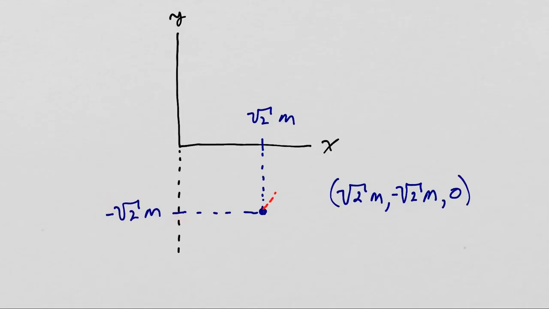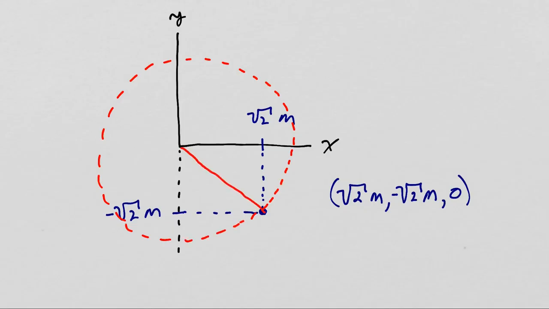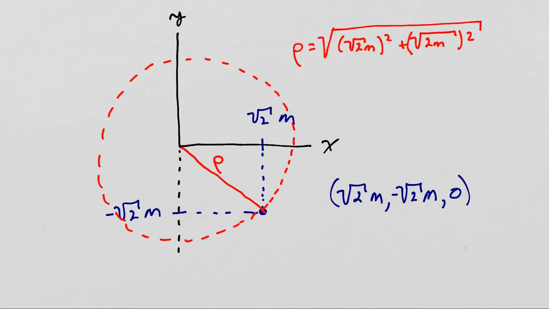The cross section of the cylinder that goes through that point that is centered on the z-axis is shown here. So the radius of that cylinder is right here. So this radius is rho. We have a right triangle here. Each side is the square root of 2 meters. So rho is the square root of the squares of the two sides of this right triangle. So rho is equal to 2 meters.